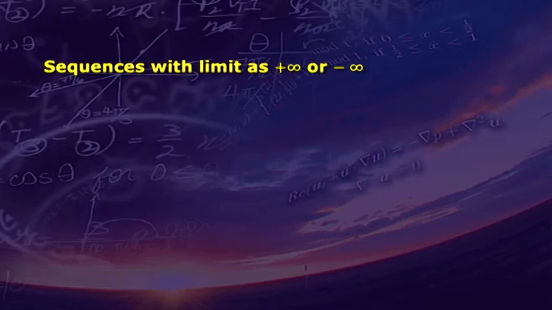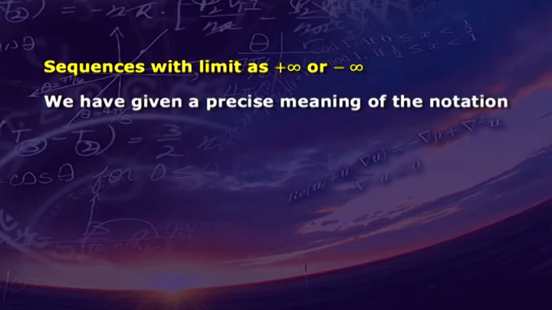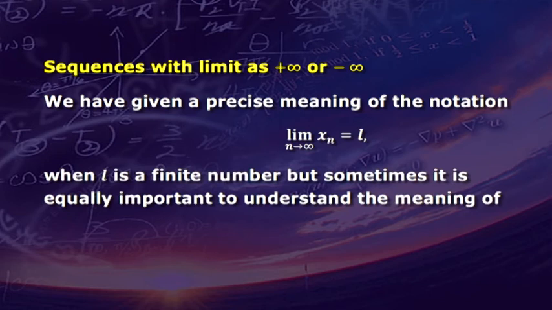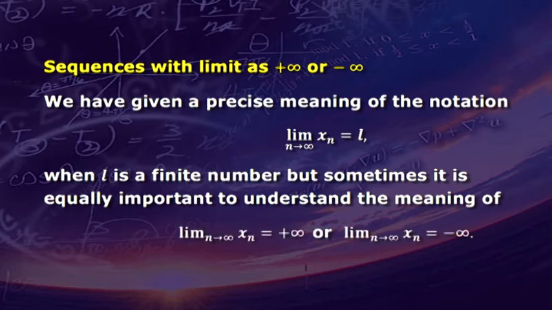Sequences with limit as plus infinity or minus infinity. We have given a precise meaning of the notation limit x_n equal to L when L is a finite number, but sometimes it is equally important to understand the meaning of limit of x_n equal to plus infinity or limit of x_n equal to minus infinity.